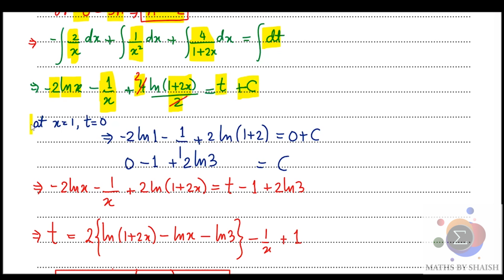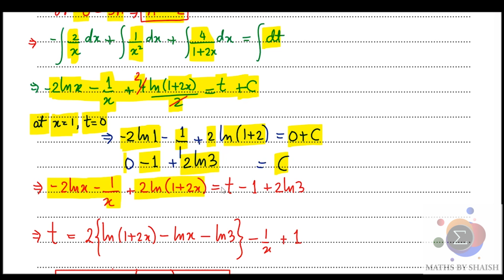So first condition, at x equals 1, t is 0, or we can say when t is 0, x is 1. So we substitute here, we get minus 2 ln 1 minus 1 plus 2 ln 1 plus 2 equals 0 plus c. So ln 1 is 0, so only minus 1 plus 2 ln 3 equals c. So we got c value as minus 1 plus 2 ln 3. So we'll substitute here, that is minus 2 ln x minus 1 upon x plus 2 ln 1 plus 2x equals t minus 1 plus 2 ln 3.